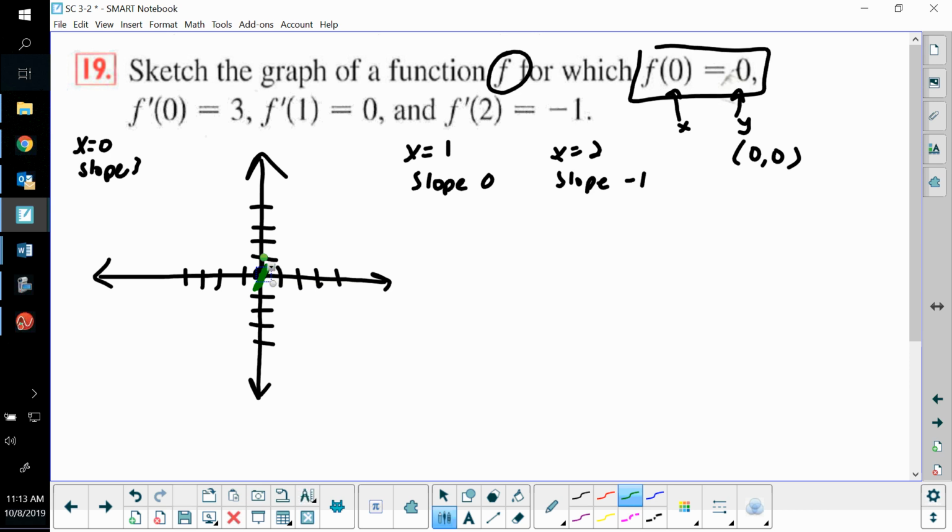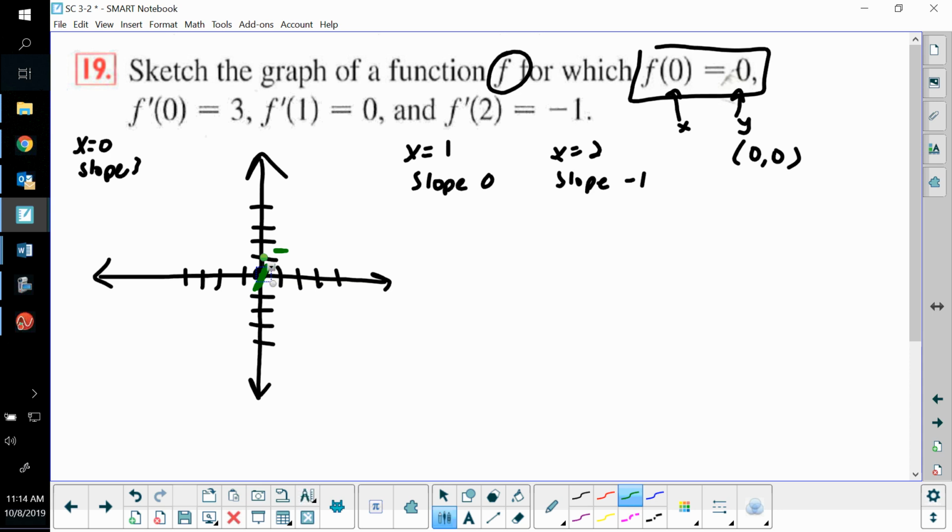Next, at x equals 1, we have to have a slope of 0. Well, it doesn't tell us where that point's going to go. But we know it has to be above the x-axis because left of that we were increasing. So we've just got to pick a spot and have a horizontal line there because that would be a slope of 0.